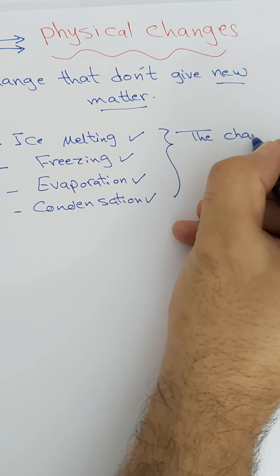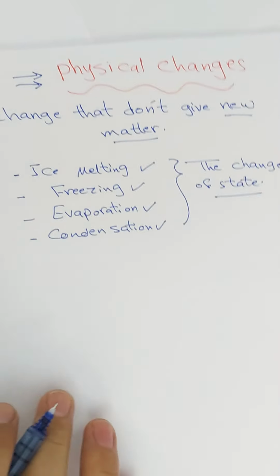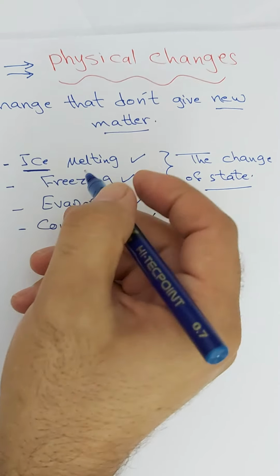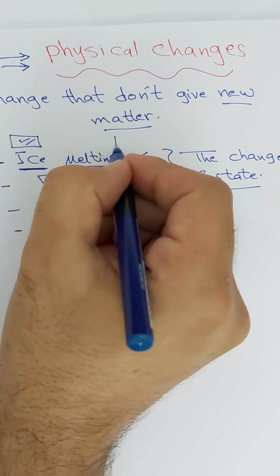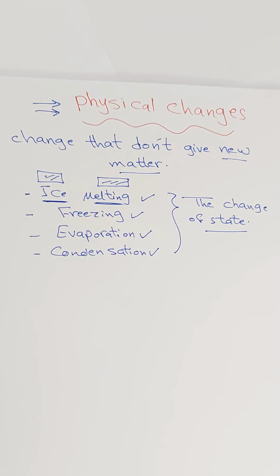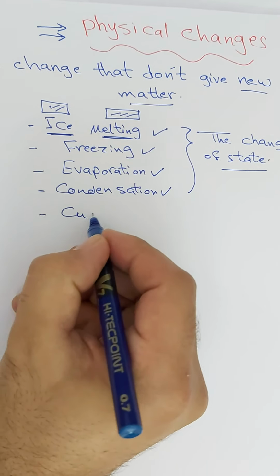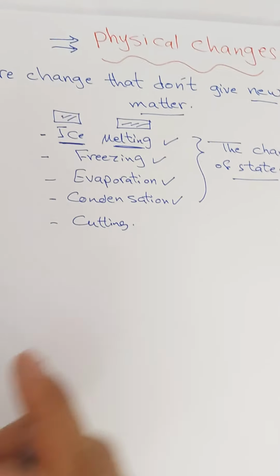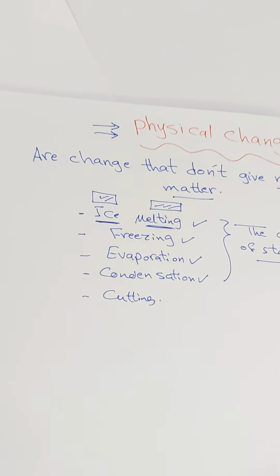So the change of state is a physical change. Why? Because it doesn't give a new substance, it keeps the substance. Ice means solid, and melting means liquid. Water means the same substance. This is water and this is water. So it didn't change the substance, only it changed the state of matter. Okay, another example, like cutting wood, breaking glass, cutting anything else. All of these things are physical changes.